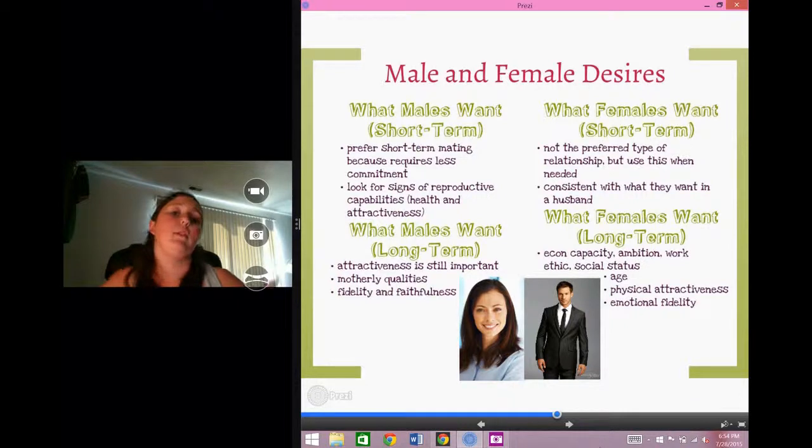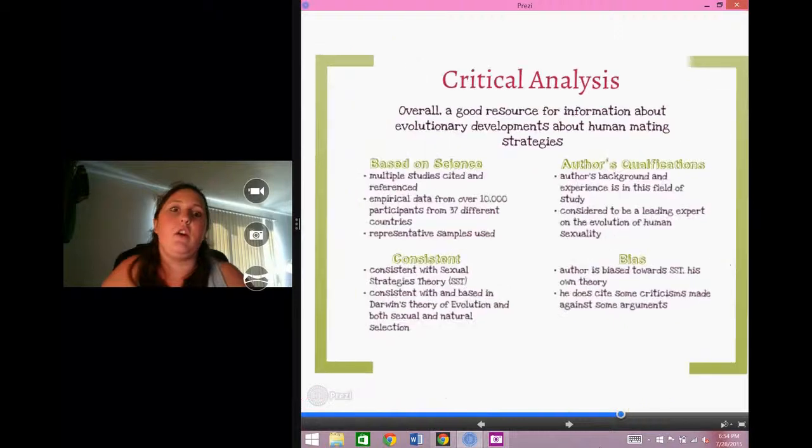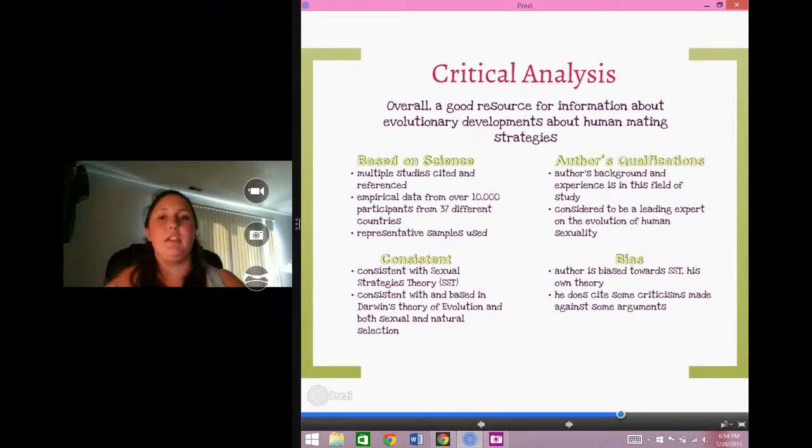And they also look for emotional fidelity, because women don't want their male partners to go off spending time and resources on other mates. Obviously, these are at the most basic evolutionary sense what males and females are looking for in partners, and according to Dr. Buss, these are things that we look for at a subconscious level. So we're not generally aware of these processes happening.